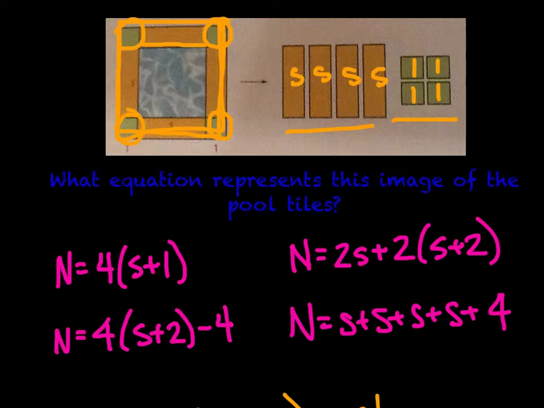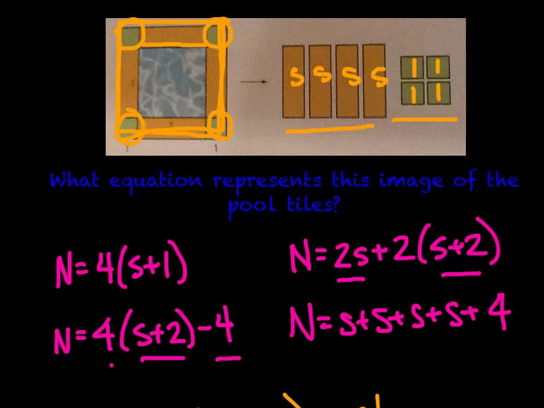And looking at these various equations, we have one that's n is equal to 4 times s plus 1. We have n is equal to 4 times s plus 2 minus 4. We have n is equal to 2s plus 2 times s plus 2. And we have s plus s plus s plus s plus 4.